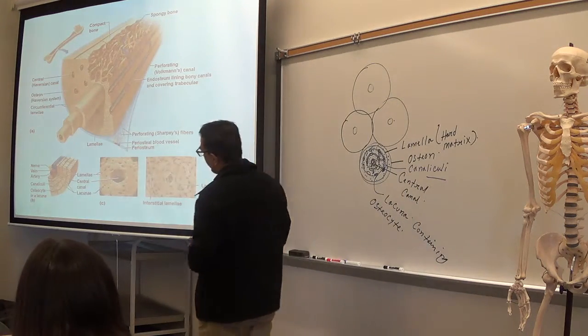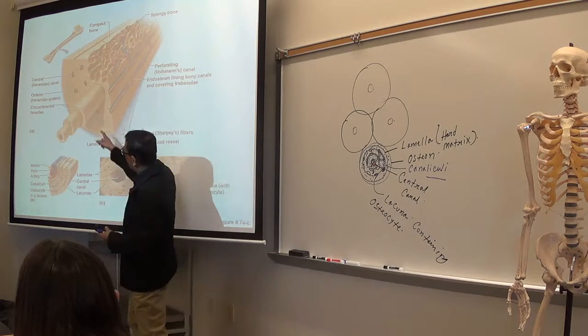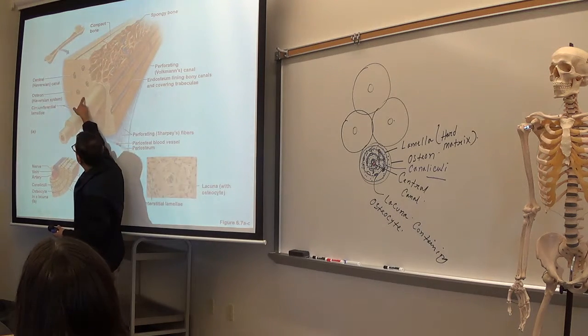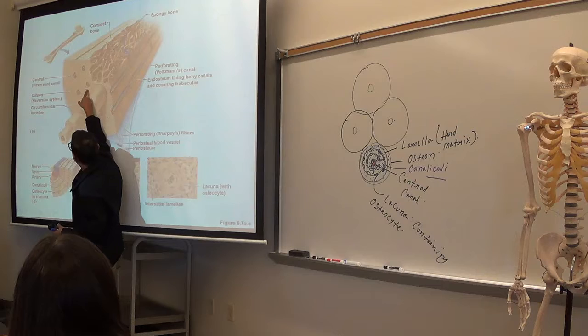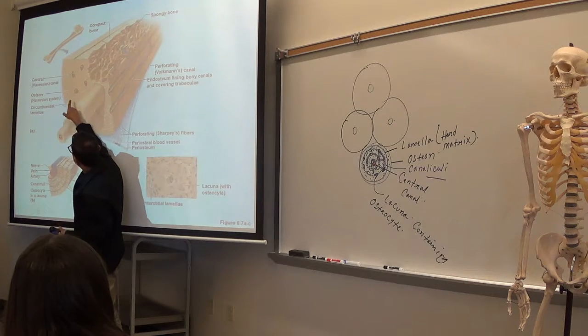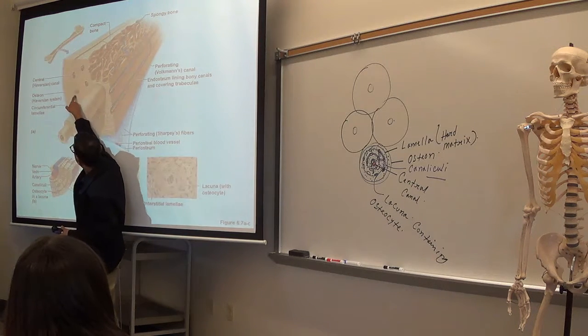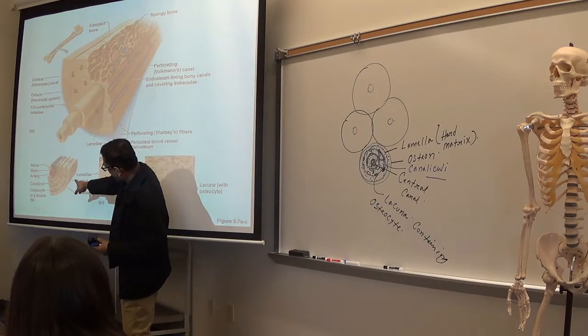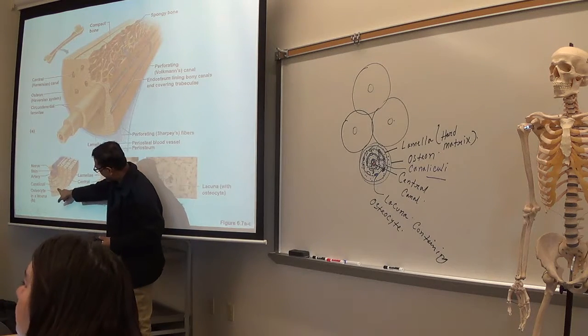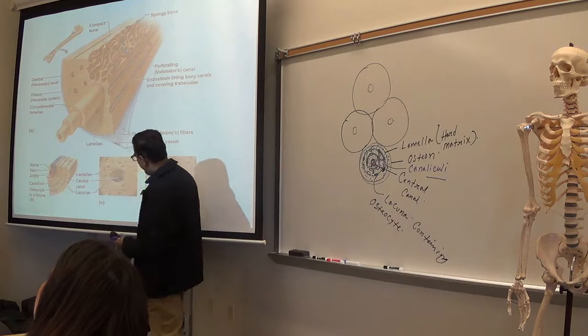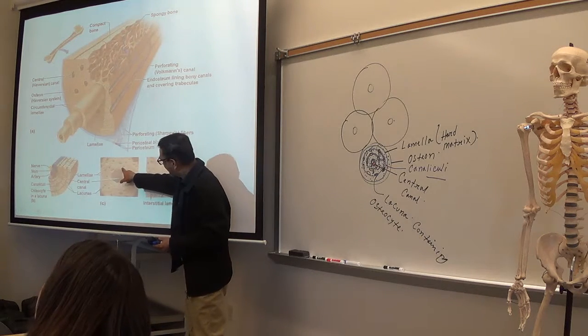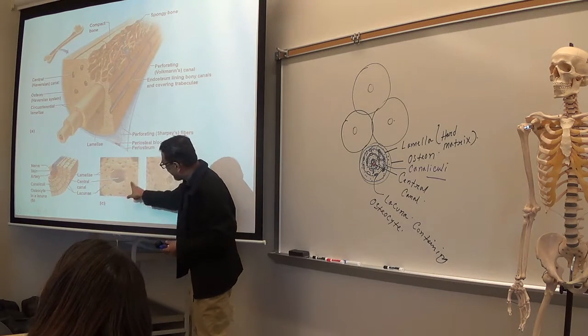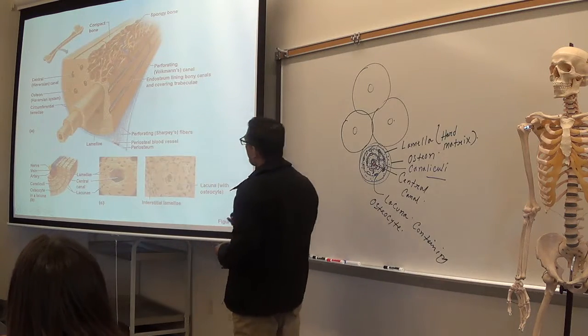Again, you see here osteon, central canal, right? And these are lacunae containing osteocyte. Here you can see better. These are osteocytes within lacunae. Here you can see lacunae only, those tiny cavities. Okay.